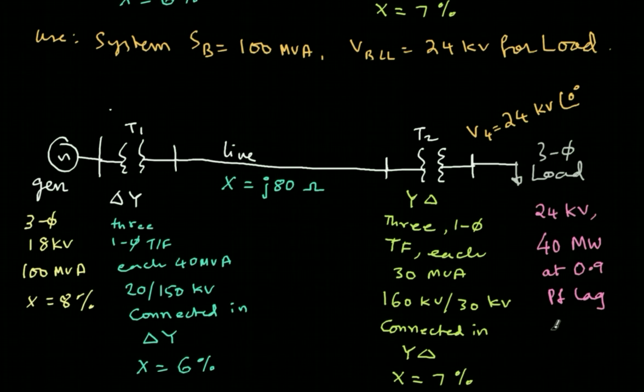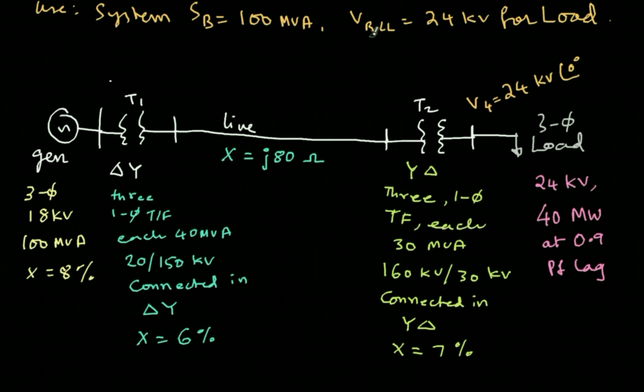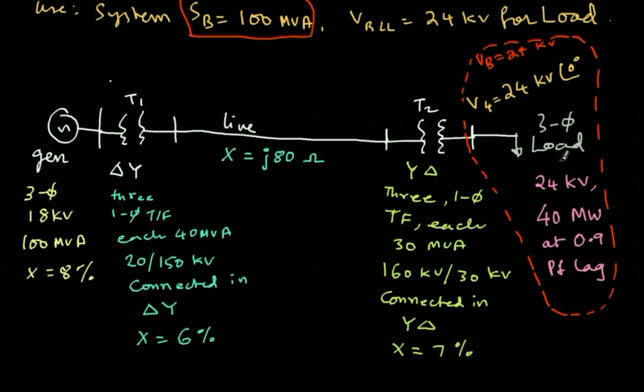Okay, so I have this system now, and already it is mentioned that the base voltage should be 24 kV for the load. So let me begin by marking that region. So this is my region, and within this region, the voltage base is 24 kV, and remember that it is a three-phase voltage base. That means it is a line-to-line voltage base for this. And what is S base? S base is 100 MVA for the entire system. So this is also three-phase. So that also I know.